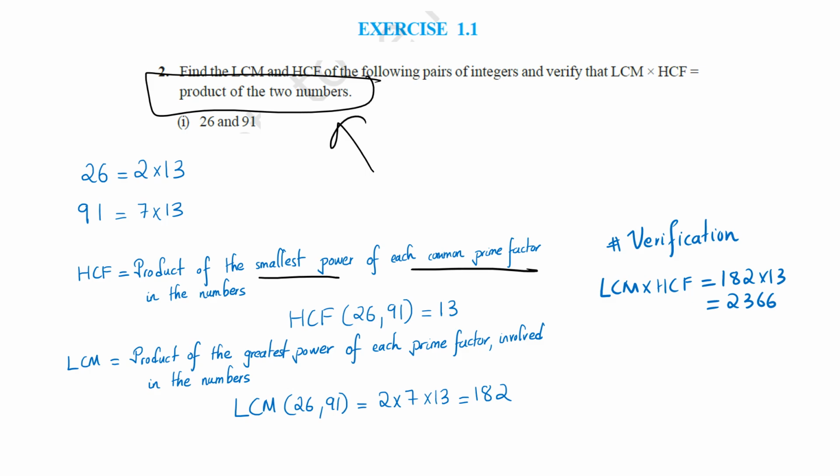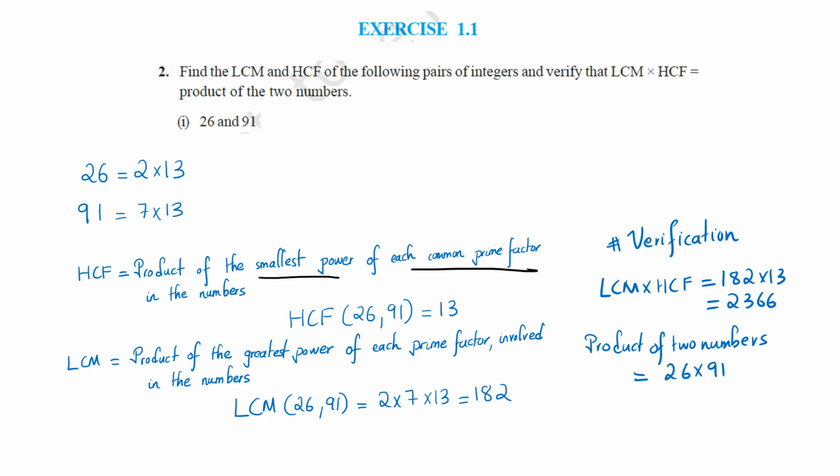RHS is the product of the two numbers, which is 26 times 91. 26 times 91 is equal to 2366. So hence LHS equals RHS, hence verified. So this is what you should be doing in verification questions. Let's take a look at another example.